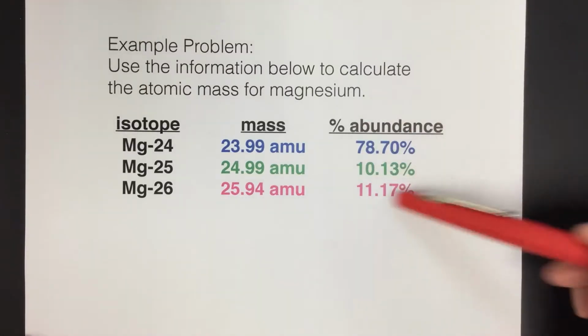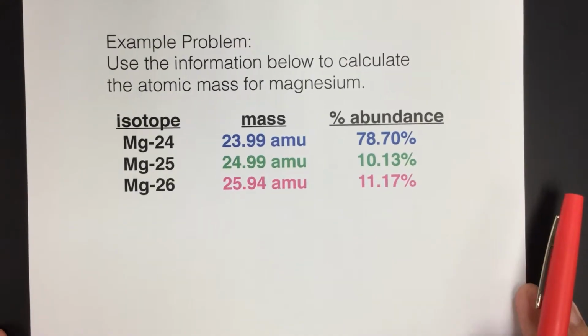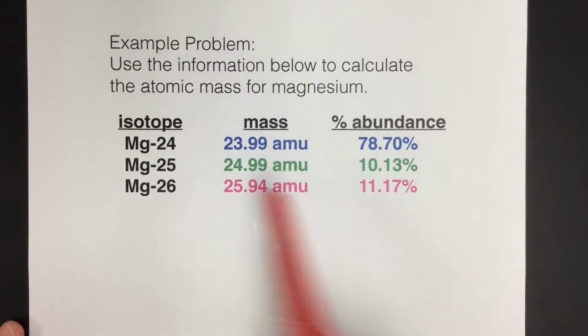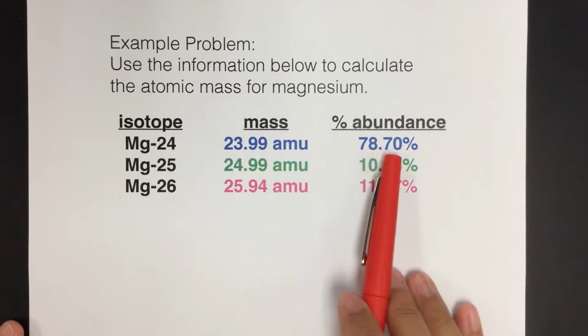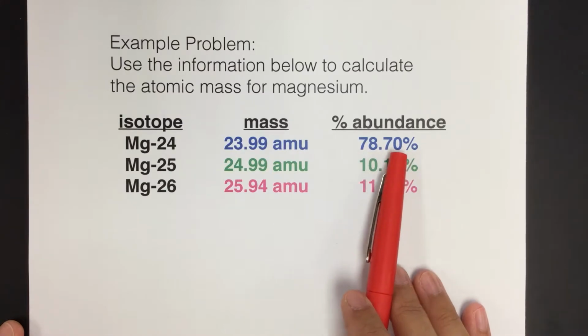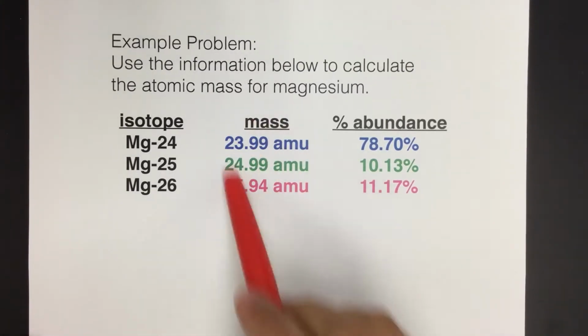So notice that these together are going to equal 100%. And then we also want to just consider, just to think about what answer we're going to get here. Magnesium 24, if we look at the abundance, is 78.70%. So if you were to just guess what the answer is going to be, what is going to be the weighted average or the atomic mass of magnesium, what would be a good guess looking at these masses here?